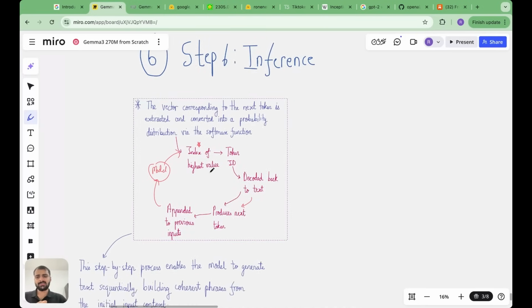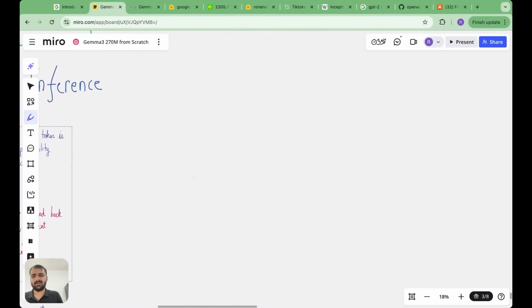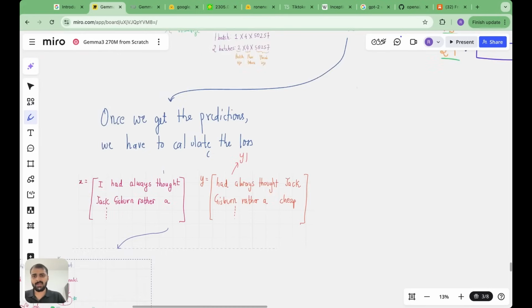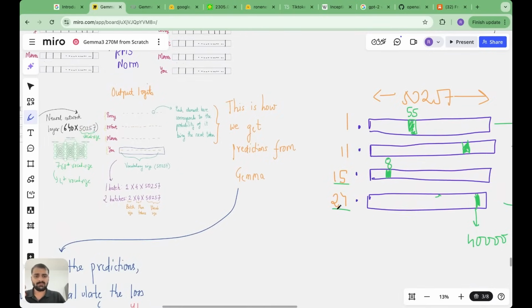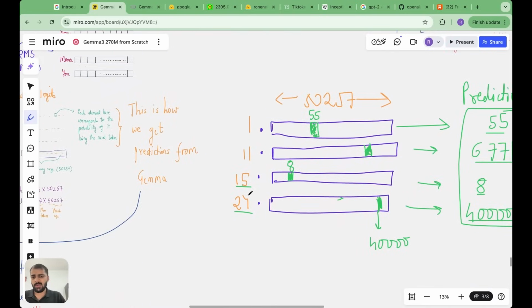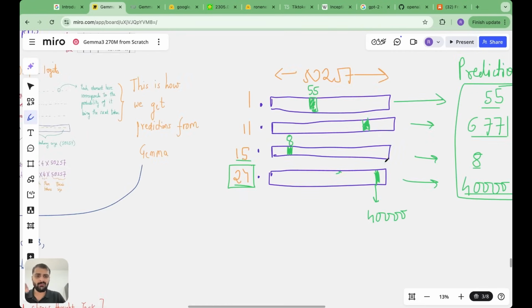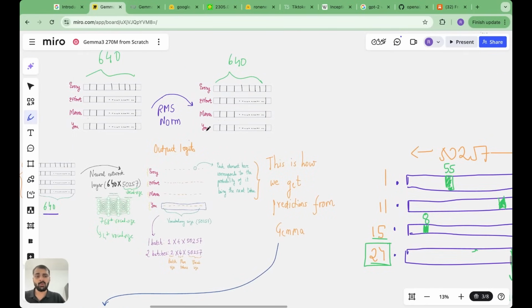The way inference usually happens is in this format. Let's say you have an initial set of tokens. You pass it through the Gemma architecture, and then you get the next token prediction. How is the next token predicted during inference? Well, if an entire input is passed, you get the output for every input token in that sequence. You only have to see the output token for the last in the sequence, right?